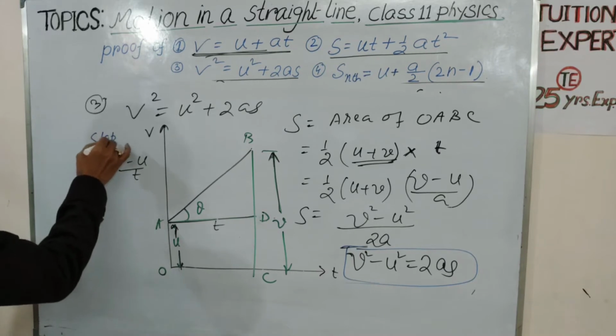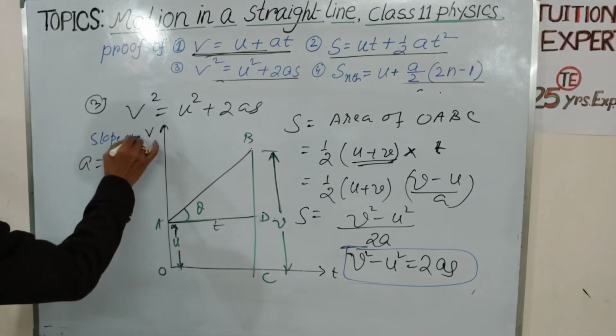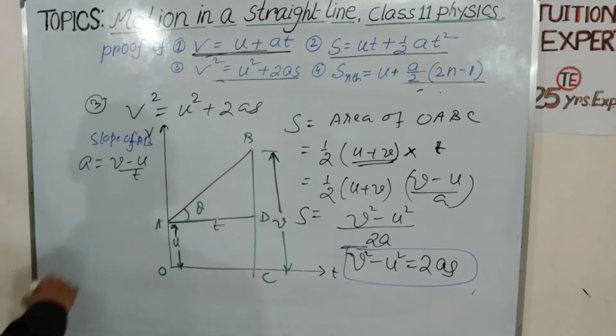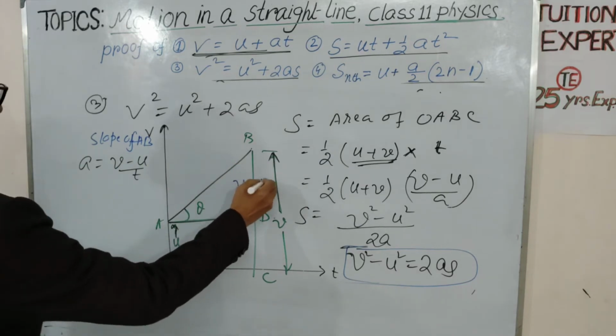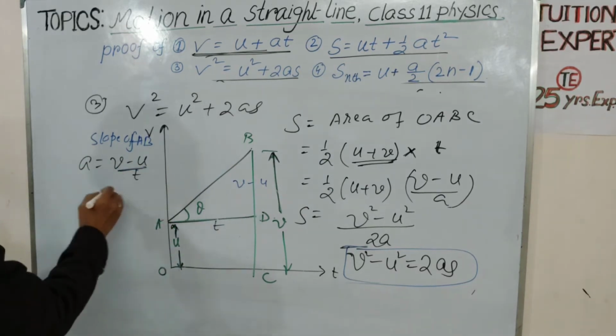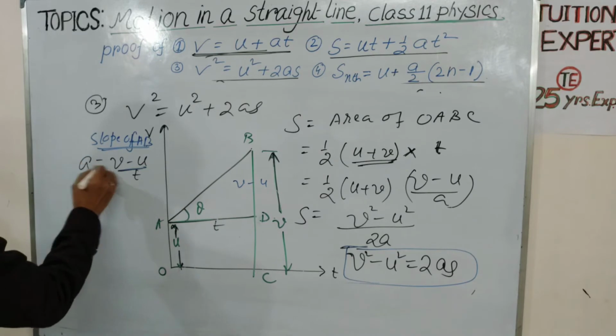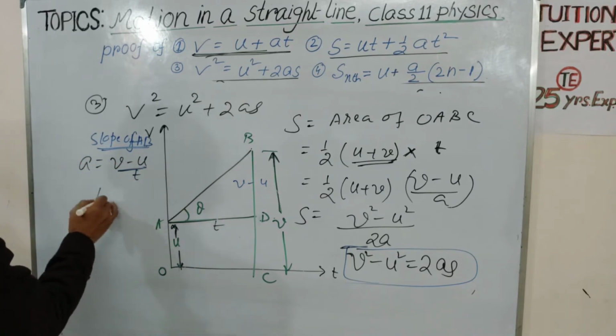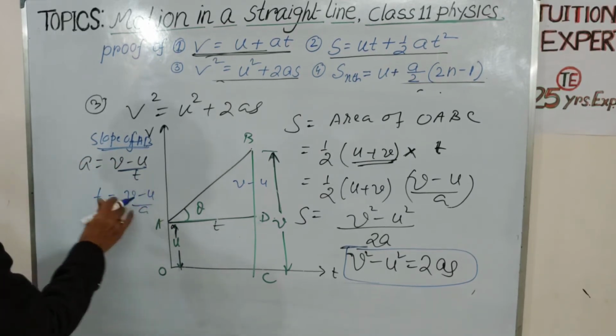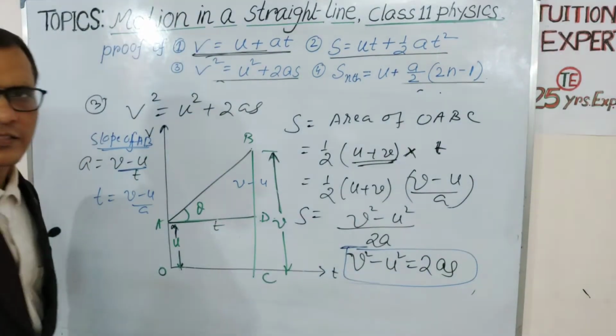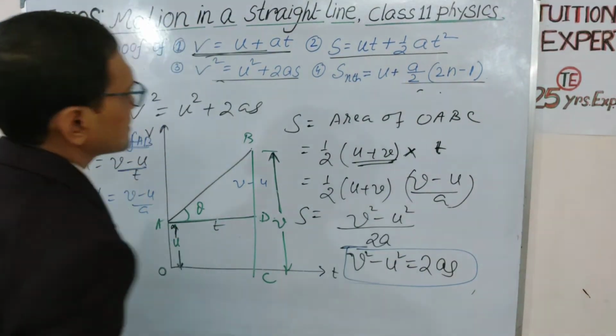Slope of AB, that is v minus u. This is v minus u, perpendicular by base. Slope of AB equals acceleration, so a equals v minus u by t. From this we get, now put t is at here, then we get this.